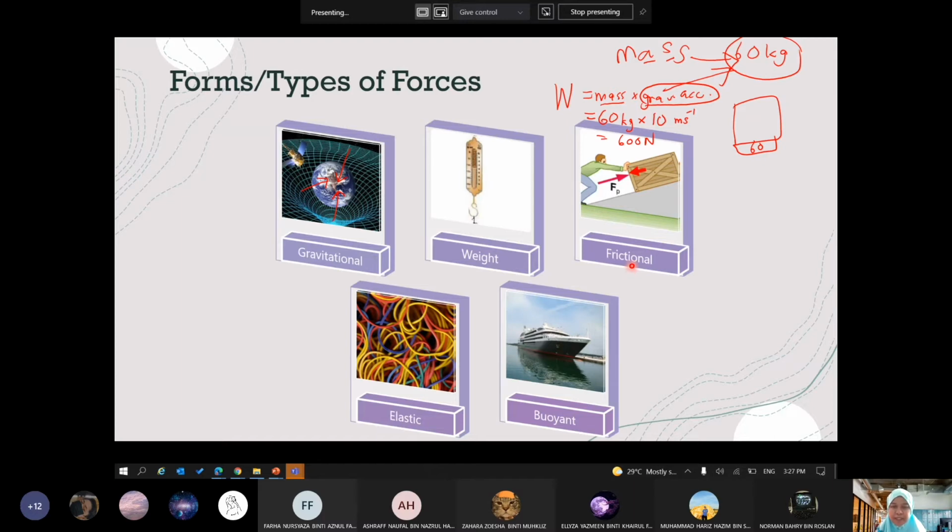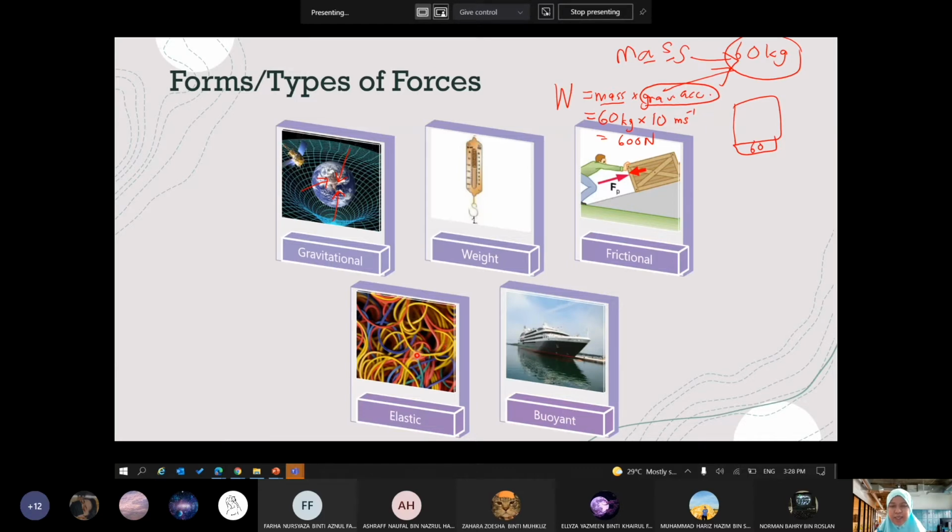Okay, next, we have another type of force, which is elastic force. Now, what do you see in these diagrams? Rubber bands. Okay, you have rubber bands at home. So, you know they are elastic, kan? So this is also a kind of force.